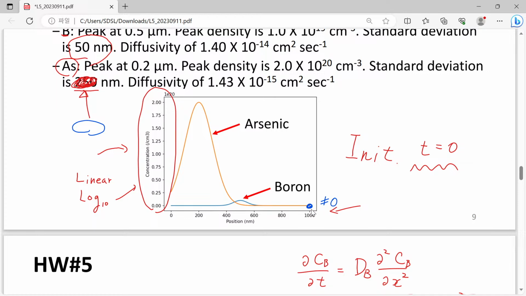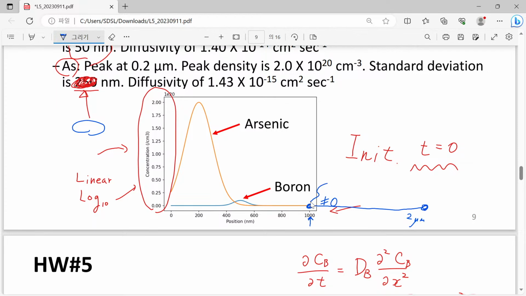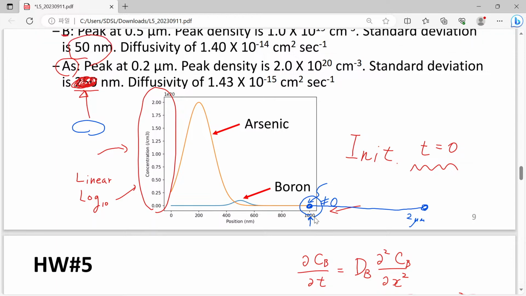It has a considerable value, but if you take this position, 1 micrometer, as a right boundary, then just let it be fixed. So then of course, is it really correct? One way is you can just extend it up to 2 micrometer and run it fixed at this point. Then what will happen? Then you will have a more accurate value for your boundary value.